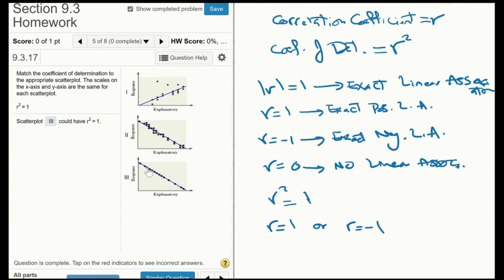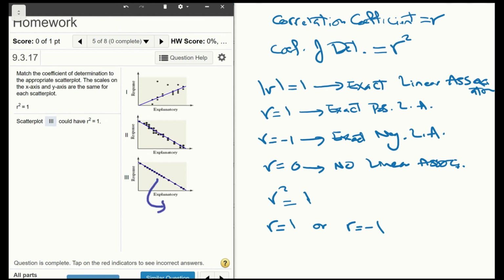Now, sometimes people get confused. They go, but you said this is a negative exact linear association. So R is -1. Why are you picking 1? Because remember, this is not R, this is R squared. So yes, for a negative exact linear association, for this scenario R would be -1, but once you square both sides, you get R squared is 1, and the coefficient of determination is the square of R, not R itself.